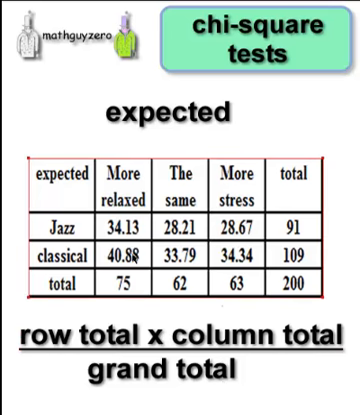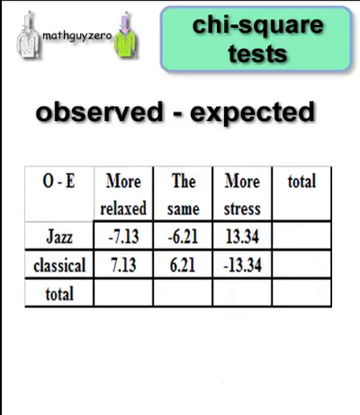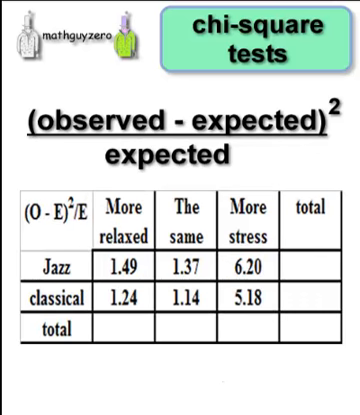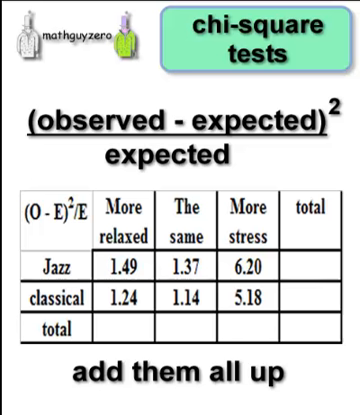So these are the expected values if the null hypothesis were true, and there was no difference, no relationship going on there. So we just follow the formula. Observed minus expected, there are those values. And then we square those values. And then we divide those squared values by the expected values again. And then we add up all those values, and that's going to give us our chi-squared test statistic.